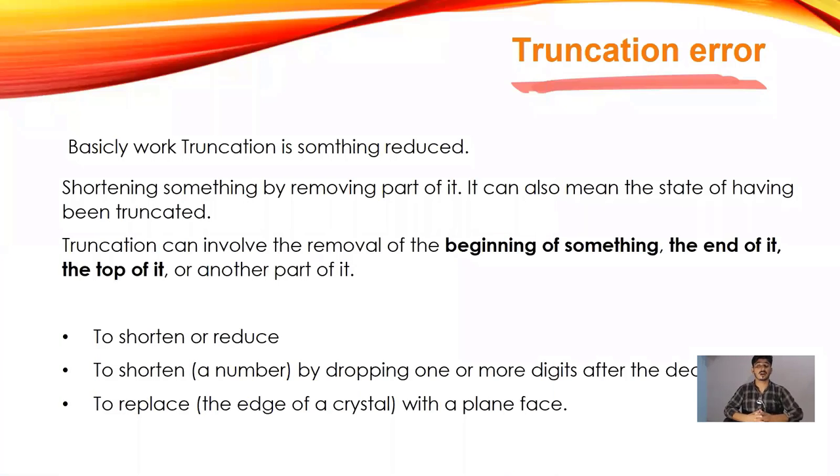Truncation error. Basically, truncation means shortening something by removing part of it. It can also mean the state of having been truncated. Truncation can involve the removal of the beginning of something, the ending of it, the top of it, or another part of it. To shorten or reduce, to shorten a number by dropping one or more digits after the decimal.